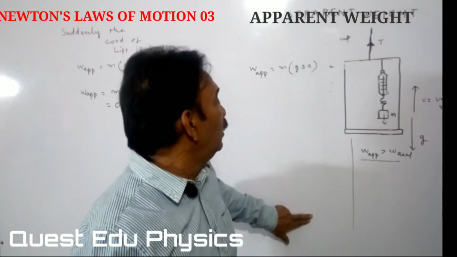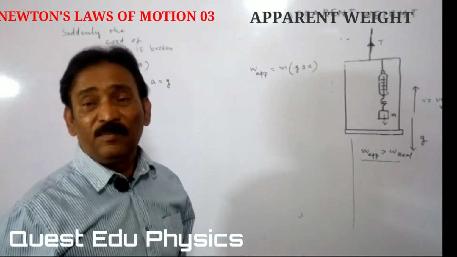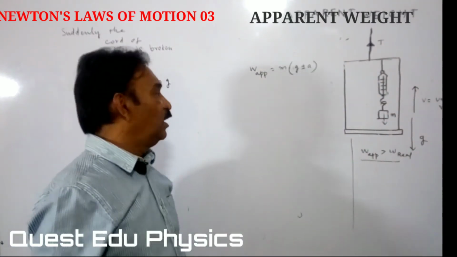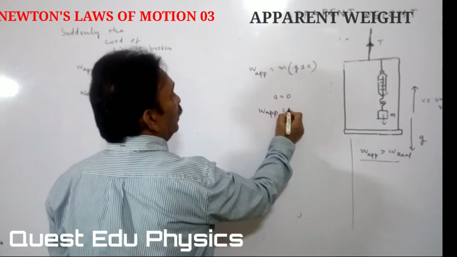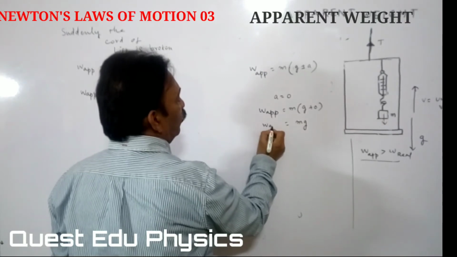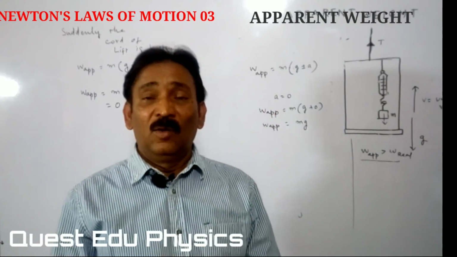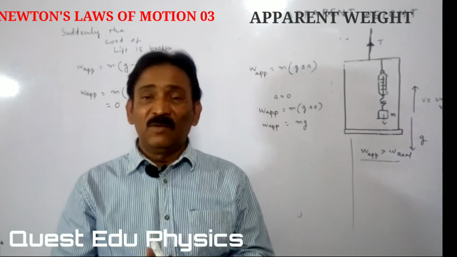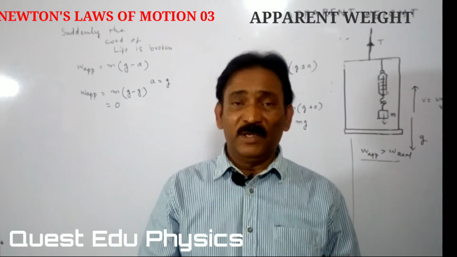But what he is saying here is that the lift is moving upwards or downwards with constant velocity, and you learnt that constant velocity means acceleration is 0. Then W apparent is equal to m(g plus 0), which is equal to mg. That means we can conclude that when the lift is moving up or down with a constant velocity, the apparent weight is equal to the real weight.